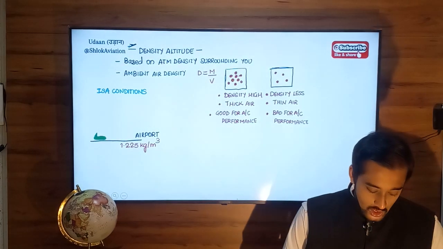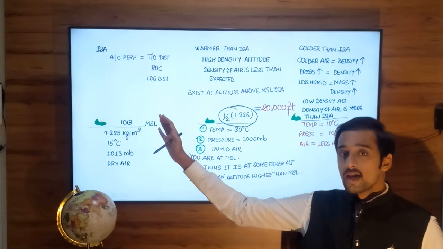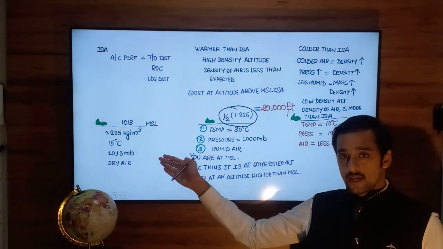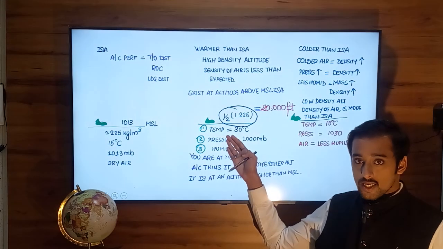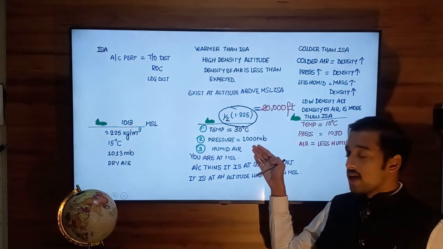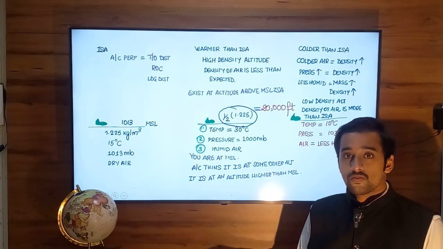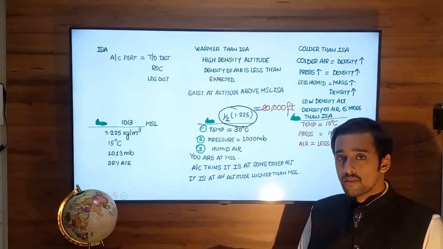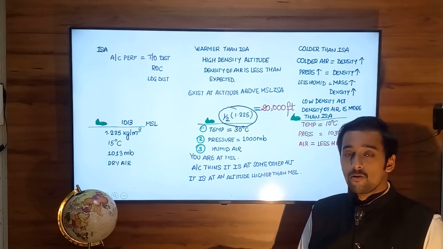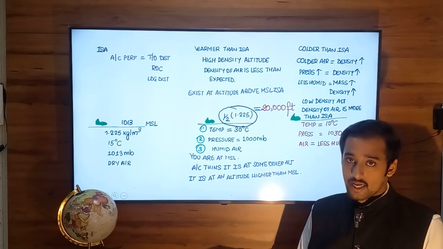Then we saw three scenarios, in which we started with ISA pressure level, or ISA atmosphere, ISA conditions. Then we moved to warmer than ISA temperature conditions. We had a combination of three elements: temperature hotter than ISA, pressure lower than ISA, and humid air. This combination is very unsafe, or bad, for aircraft performance. Your takeoff roll will increase, your landing roll will increase, and rate of climb will decrease.